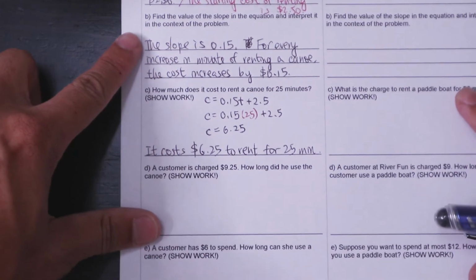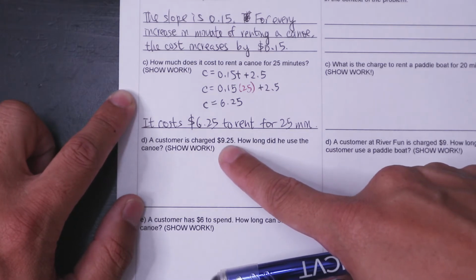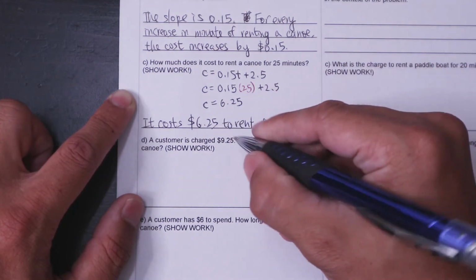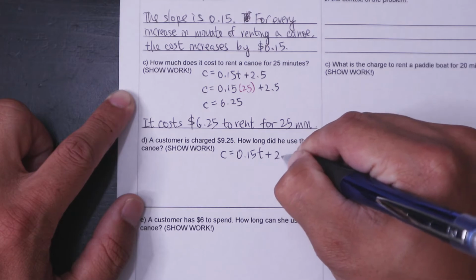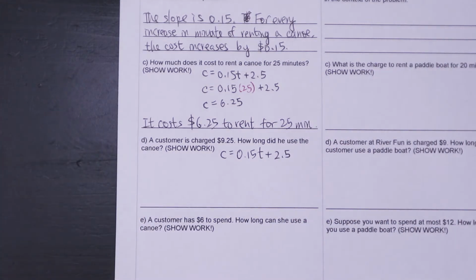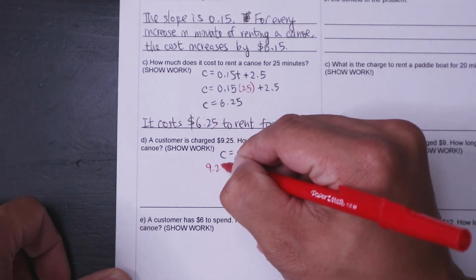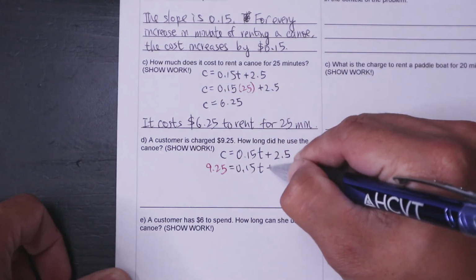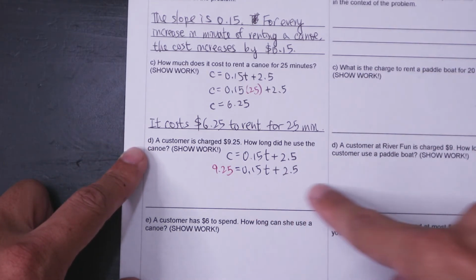And then for part D, we're going to work backwards. What happens if you know the price, if you know the cost? Well, I want to find out how long he used the canoe, how many minutes. So again, you first write down the equation. And then since I know that the cost is $9.25, I'm going to replace the C with 9.25. Okay. And then you rewrite the equation on the right side.